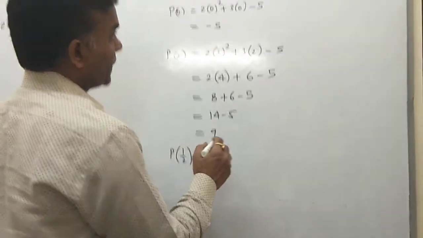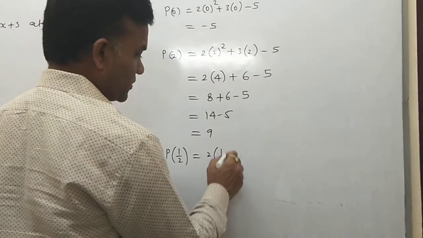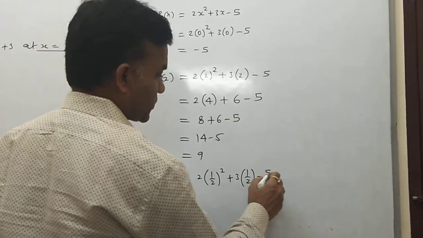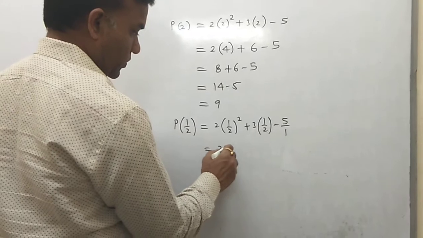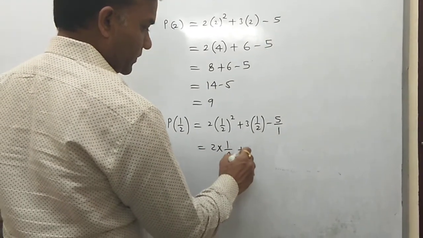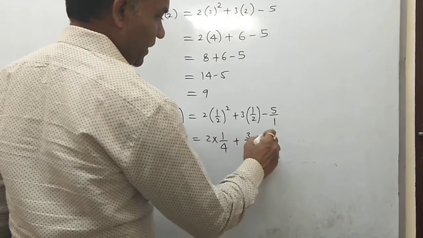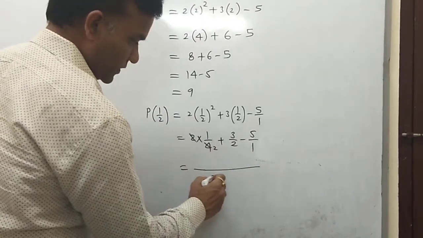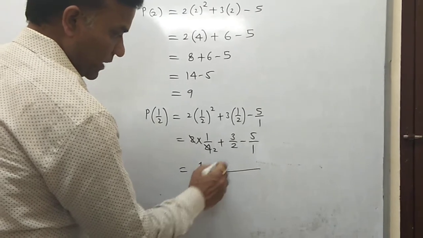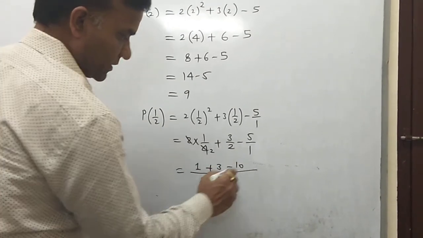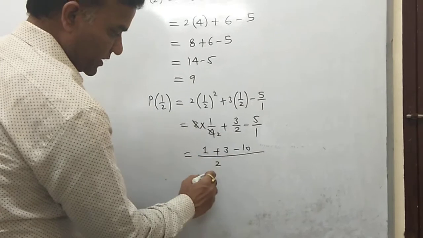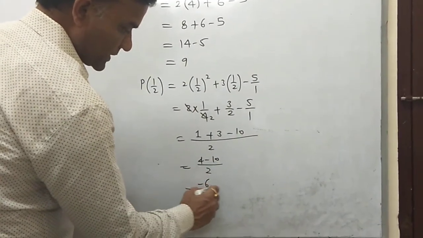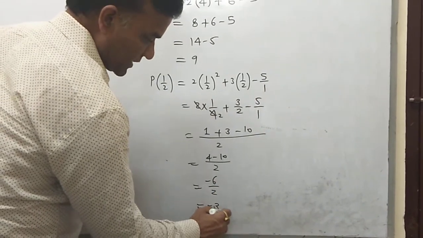So put the value in place of x: you put 1 by 2 here, so 1 by 2 whole square, 3 into 1 by 2, and minus 5 we put as it is. So 2 into 1 by 4, 3 by 2, and minus 5 by 1. The LCM is 2, so 1, and your 3 as it is, 2 5s are 10. 1 plus 3 is 4, 4 minus 10 upon 2, so you have minus 6 upon 2, then the answer is minus 3.